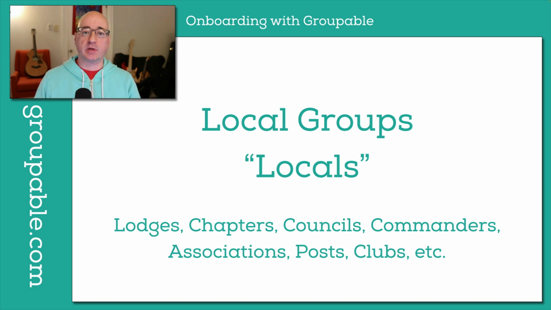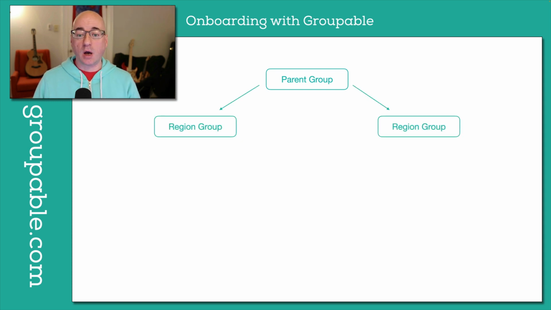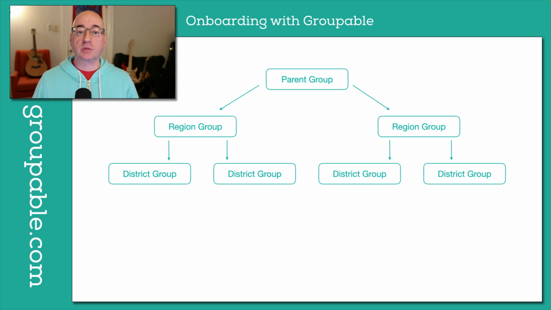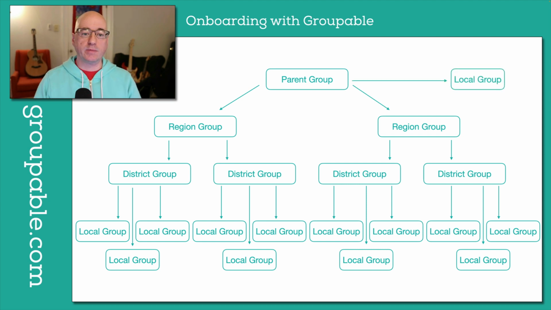So how does this all fit together? At the top of the hierarchy, we have the parent group. In our system underneath that, we have the regions. Underneath those, we have districts. And then under those is where the local groups are. Now, some of you may have locals that deal directly with your parent group. You may not have the regions, you may not have the districts, and yours may just look like that, where you've just got the parent group and you've got local. And that's fine. We handle that too.